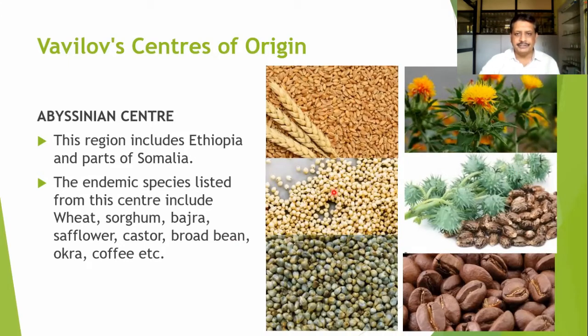Here you can find wheat, jowar, bajri, and करडी, which is safflower, then castor beans, and here you can observe the coffee beans. So these originated from the Abyssinian center of origin, which was defined by Vavilov.